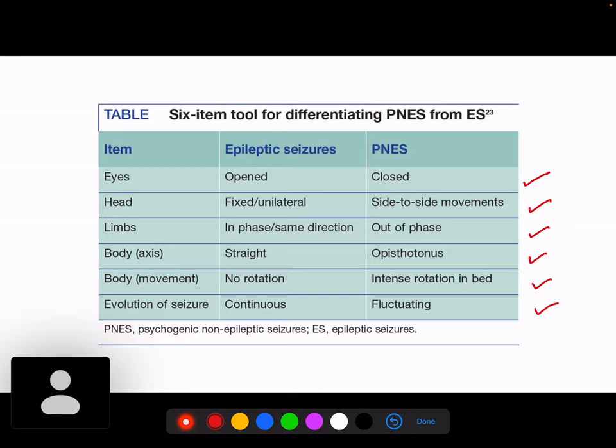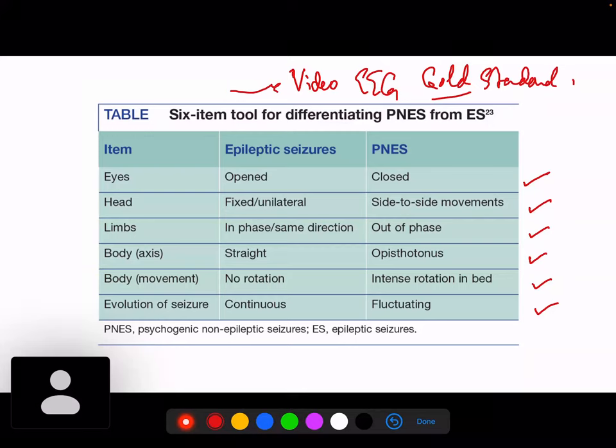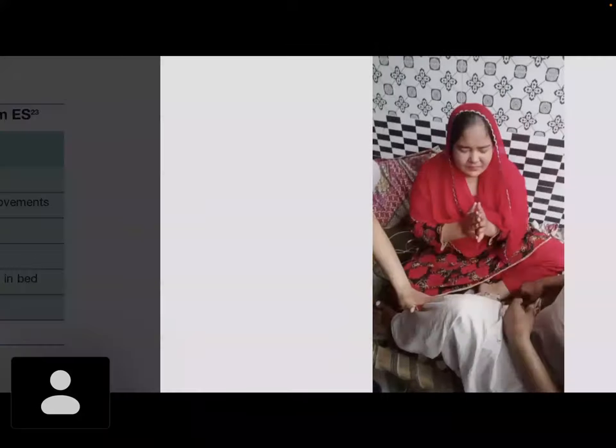And then what you do, if you're still not sure, is a video EEG, which is the gold standard. And you see if the patient has a seizure during the video EEG. If the EEG shows that the patient is having an electrographic seizure, you can see it on the EEG monitor, and the patient is having epilepsy. Otherwise, it is a psychogenic non-epileptiform seizure happening at that time. You can use this tool to have a reasonable understanding, but again, it is not 100%.